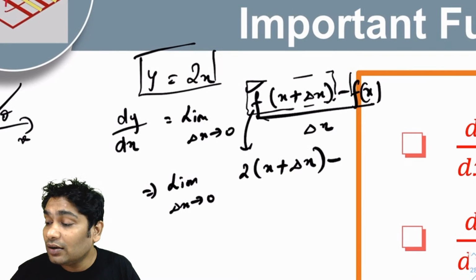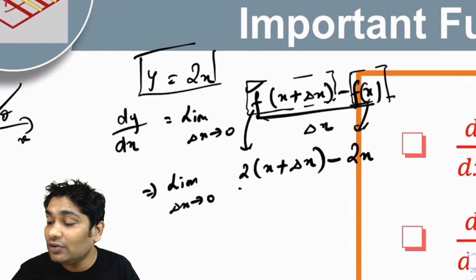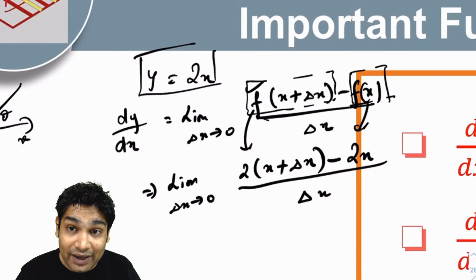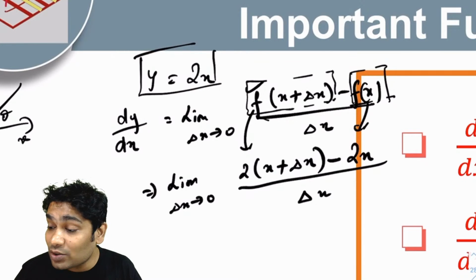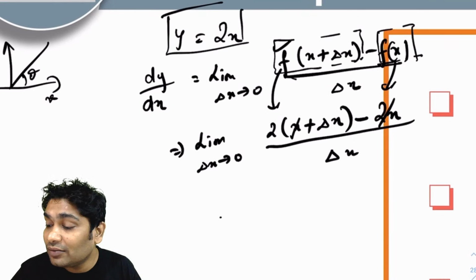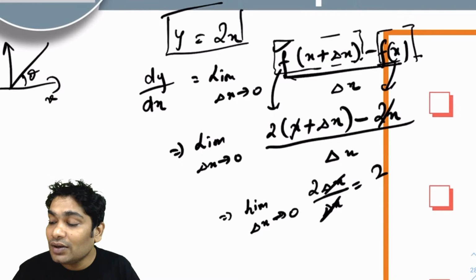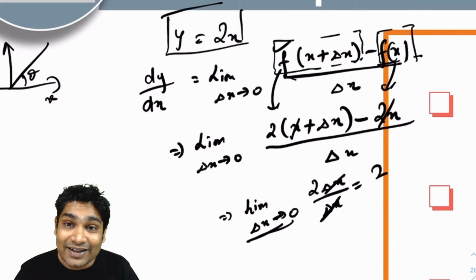Minus, let's see about this term. This term can be written as 2x itself over delta x. So when you solve this, what do you get? This 2x cancels. So this cancels with this. You're left with limit delta x tends to 0 and 2 delta x over delta x, which gives me 2. Now you realize limit delta x tends to 0 does not matter.